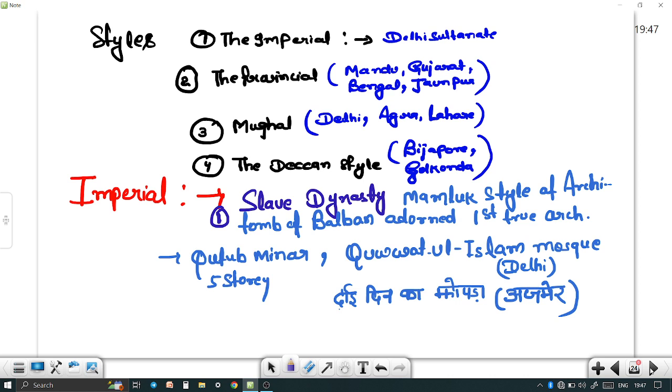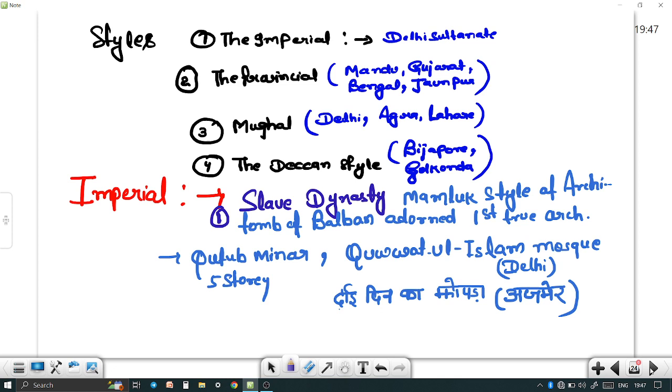Most of the constructions during this period were remodeling of the existing religious architecture. The tomb of Balban was adorned with the first true arch. The Qutub Minar, which is a five-story building, was initiated by Qutubuddin Aibak and later completed by Iltutmish and Firoz Shah Tughlaq. It came to be associated with the Sufi saint Khwaja Qutubuddin Bakhtiar Kaki. Firoz Shah Tughlaq rebuilt this. It is the highest stone tower in India right now.